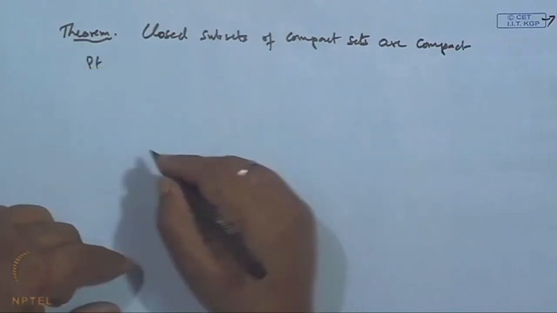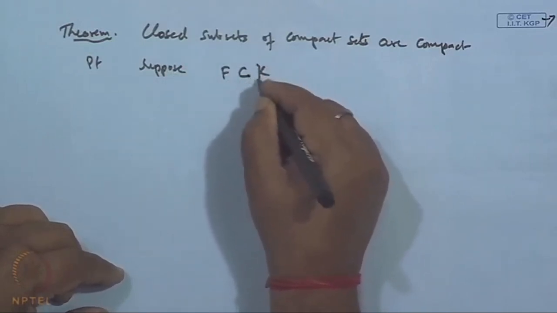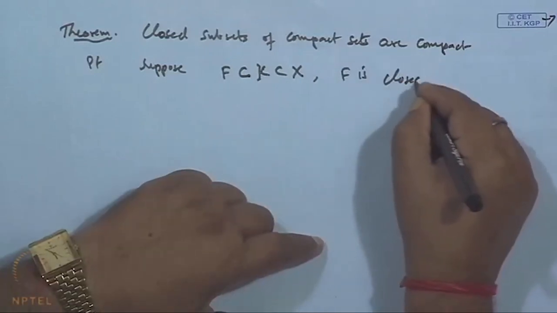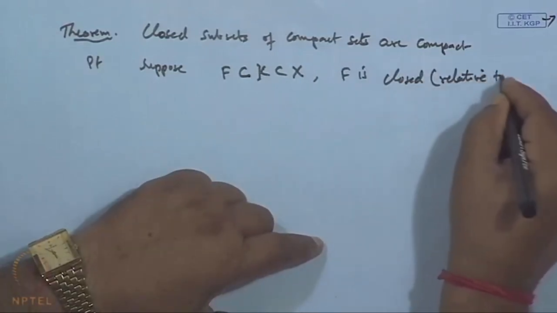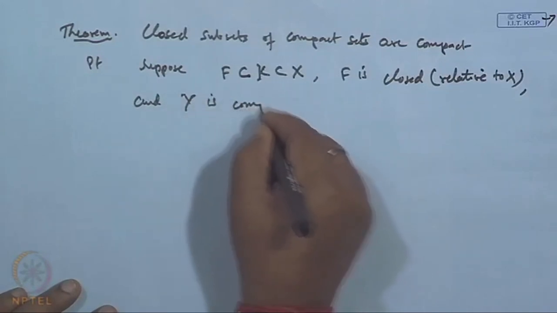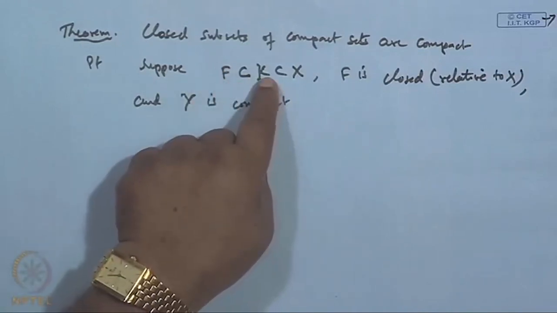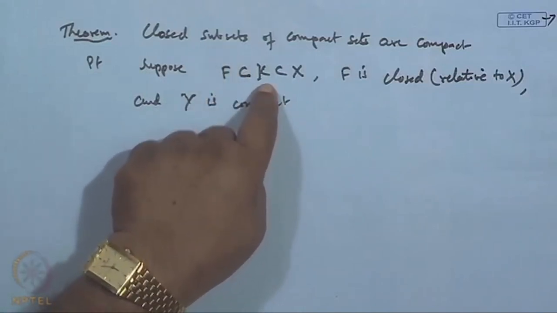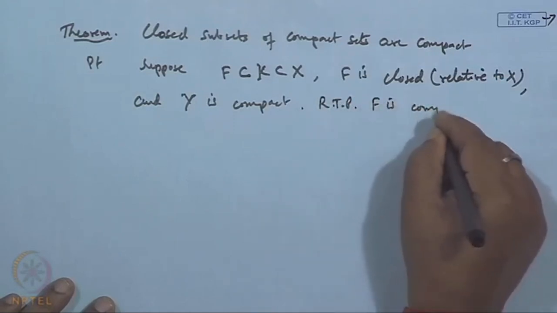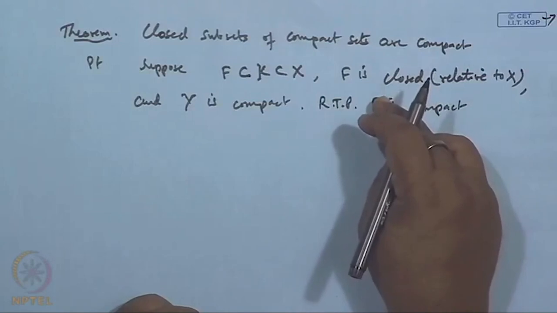So let us take an F, which is a subset of K, which is a subset of X, where F is closed relative to X, and K is a compact set. What we want to show is that this closed subset F of a compact set is compact. So every closed subset of a compact set is compact. What is required to prove is that F is compact. F is compact means that every open cover of F will have a finite subcover.